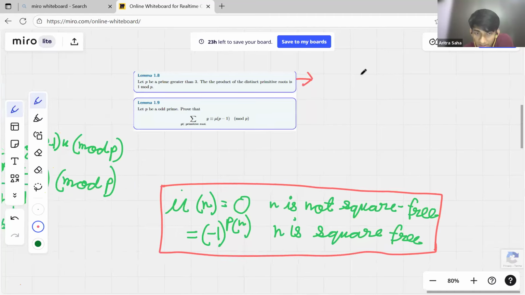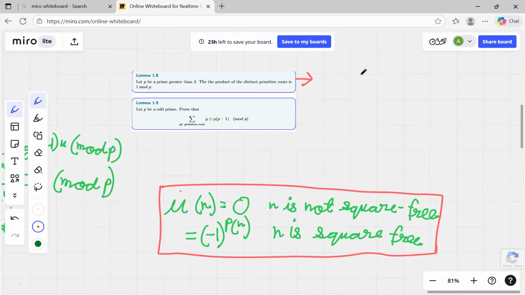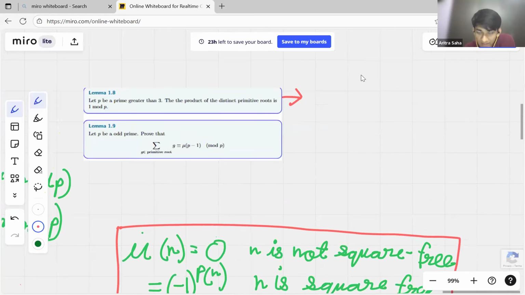Did you solve lemma 1.8? We can use two things. Either we could use that if G is a primitive root, then G inverse is a primitive root, so we are done. Or we could also use that all the distinct primitive roots are given by G to the X, where X is a number coprime to P, and then we multiply them all.